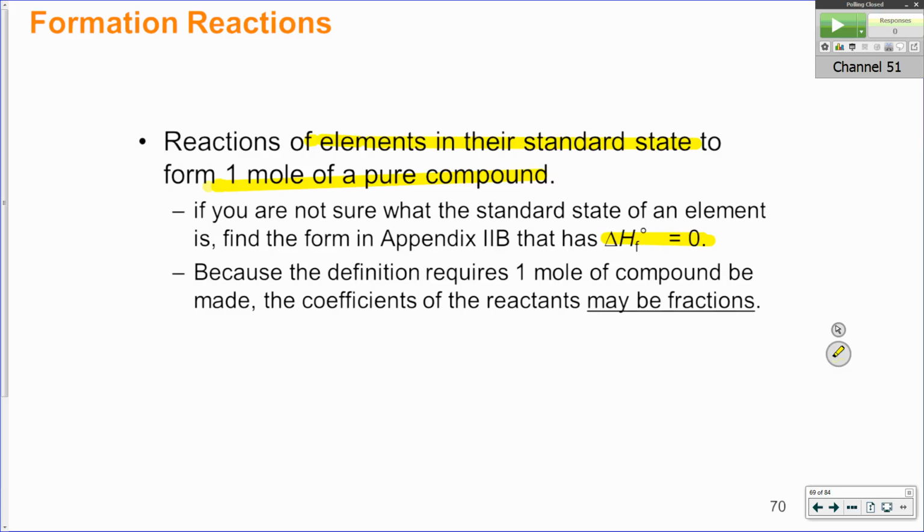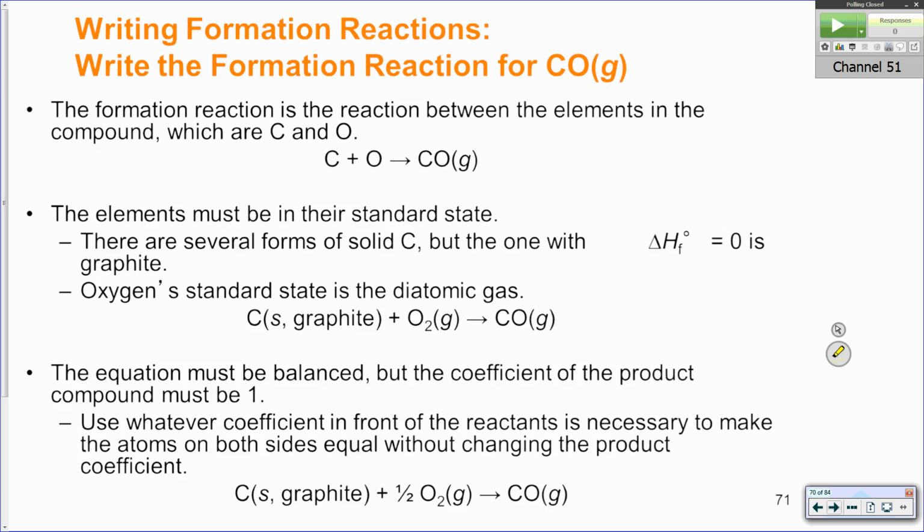And because we're going to make 1 mole of compound, it may be that the reactions are fractional. Depending on the number of atoms, if you've got something that's diatomic, you may have to use 1/2 of that. That's fine. So whenever we write these formation reactions, what we need to do is take the elements in their elemental states, like carbon and oxygen, to make carbon monoxide. The phases become significant. If we look at carbon, there are several forms of carbon, but only graphite has a delta H formation of 0. That's the one that we want to use. And then oxygen's standard state is a diatomic.